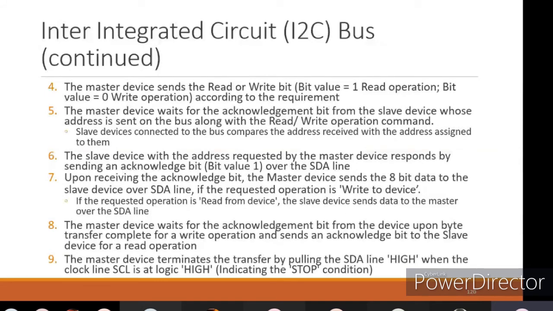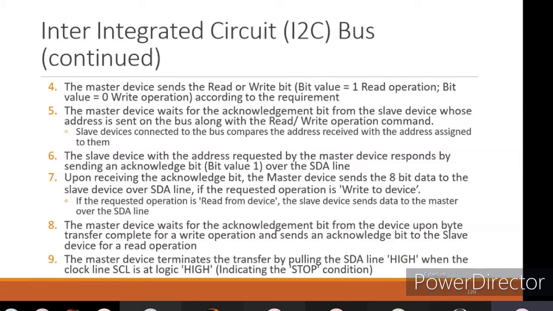And the master device sends the read or write bit: bit value 1 is for a read operation, bit value 0 for a write operation, according to the requirement. The master device waits for the acknowledgement bit from the slave device whose address is sent on the bus along with the read or write operation command.